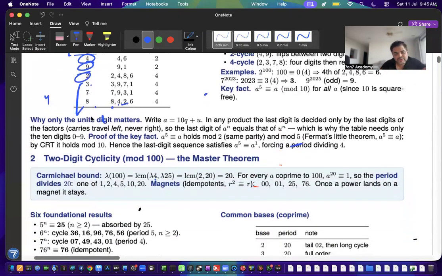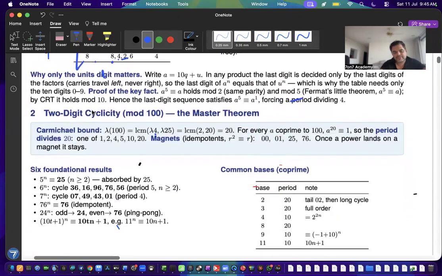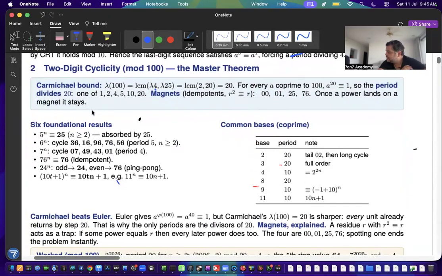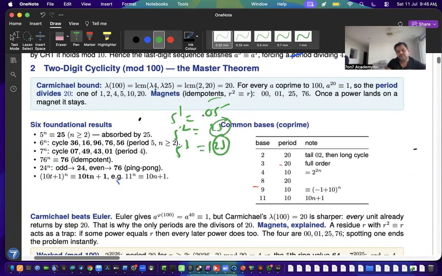Now, if you divide by 100, how does it repeat? Look into 5 raised to n. 5 raised to 1, what is the unit digit? 5. 5 raised to 2 is 25. 5 raised to 3 is what? 125. So the last two digits, except for n equal to 1, are 25. If n is not 1, any other power, then what is the cyclicity going to be?